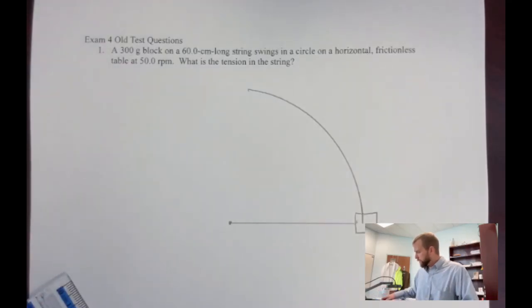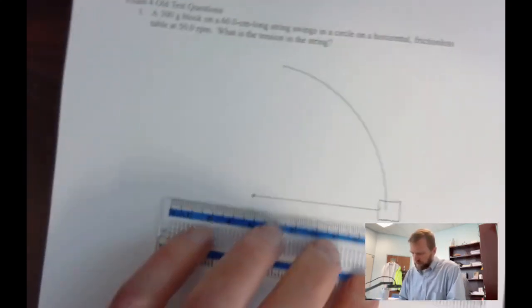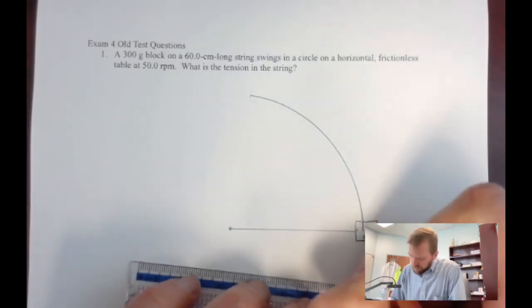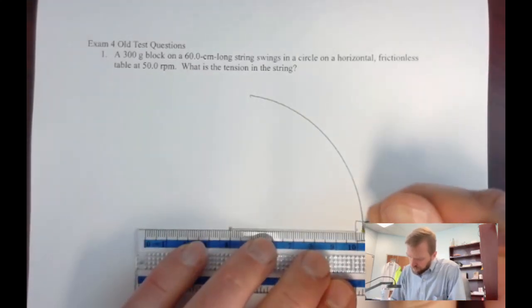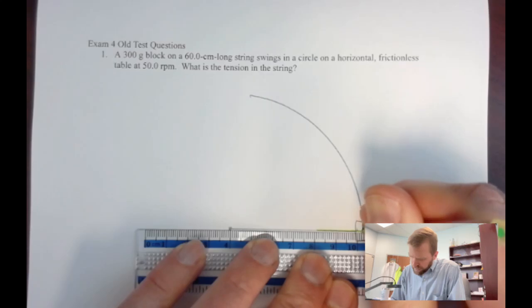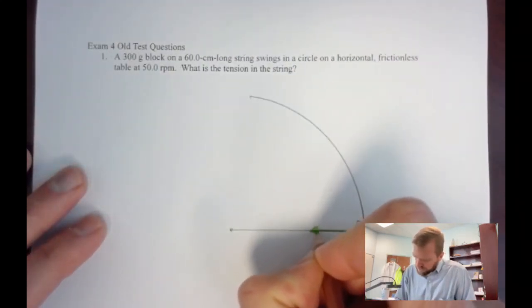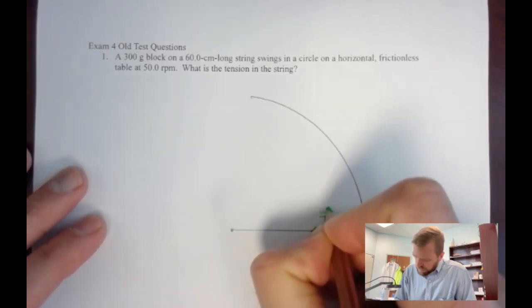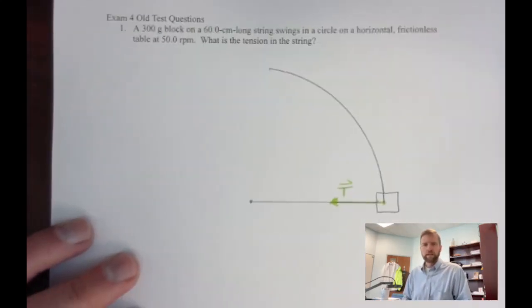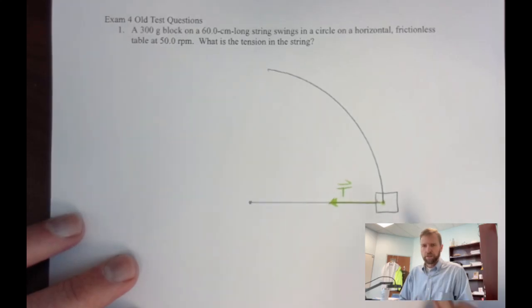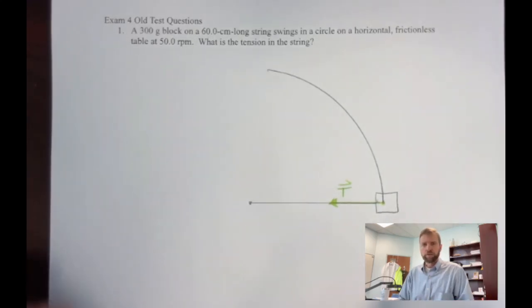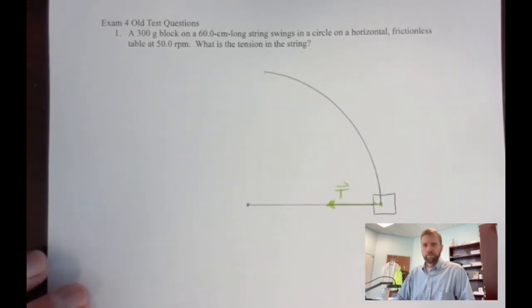We can draw our forces that are exerted on this. Let me put that in green. Now we're going to draw the free body diagram. So there's only one force acting in the horizontal direction, and that is tension. There are two other forces acting, but those are in the vertical direction. There's gravity straight down and the normal force straight up. Those don't affect the motion of the block.